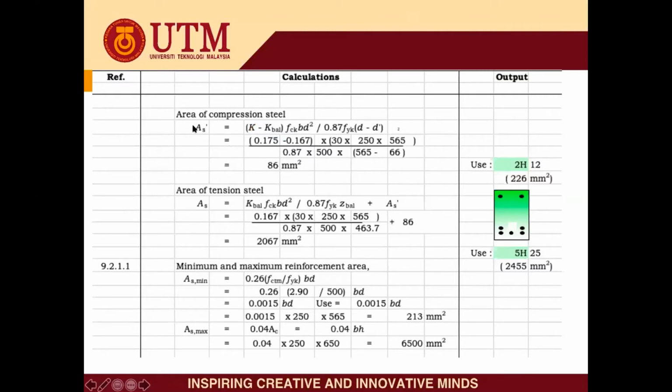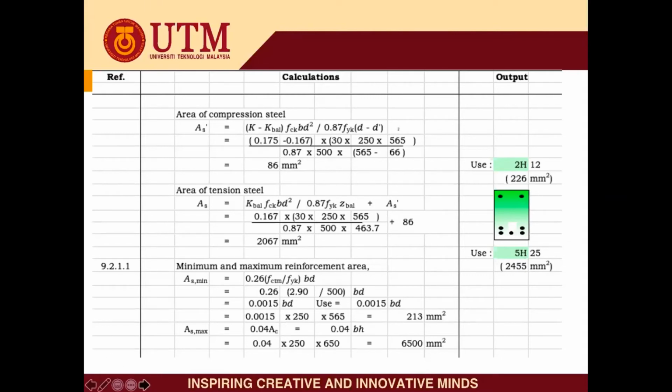Last time you have AS dash and then AS, and this AS must be checked whether it is in between AS min and AS max. This is the formula for AS min, as we discussed yesterday. This is for the control of cracking. Your AS here is 2067, which is greater than AS min and less than AS max. Therefore, you can choose 5H25, which produces 2455, greater than AS min.